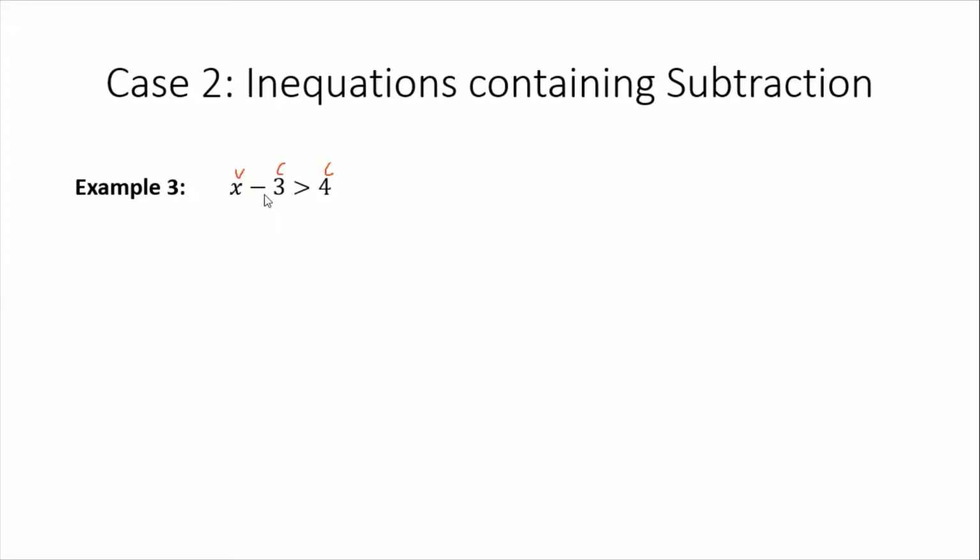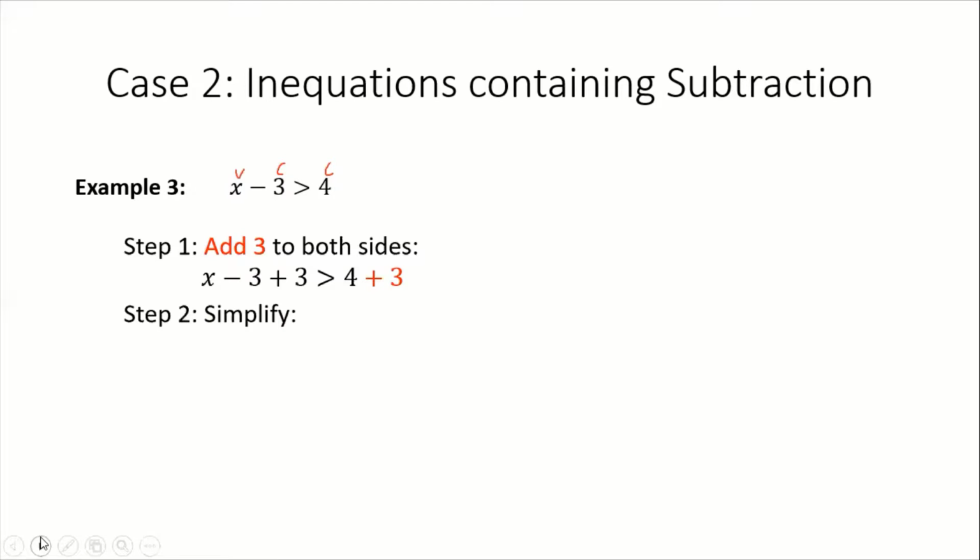How can we transfer it to the other side? By adding 3. So step 1 doesn't change. Add 3 to both sides. How do you write it? That is how you state it there. So you're going to end up with x minus 3 plus 3 is greater than 4 plus 3. What are you going to do next? Step 2. Simplify. After you simplify, what are you going to end up with? x is greater than 7.